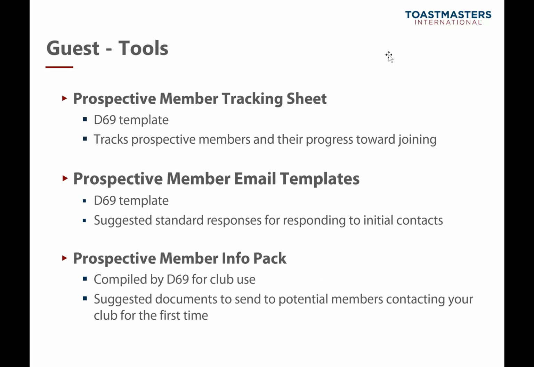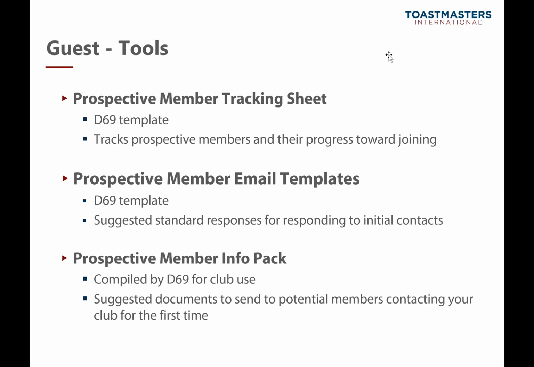This is a template that District 69 has created, and it is a simple spreadsheet with a number of different columns that you can plug your guest or prospects details into. So anyone who contacts your club, collect their details, put it into the spreadsheet, and use that information to follow up with them, to track their progress through eventually coming to visit your club, to work through the different steps to sign up as a member and then get started. This tracking sheet will take them through that end-to-end process from contacting your club through to starting out as a member.